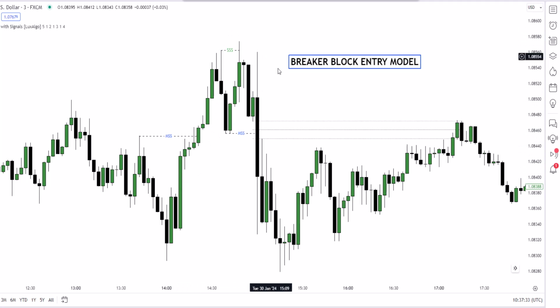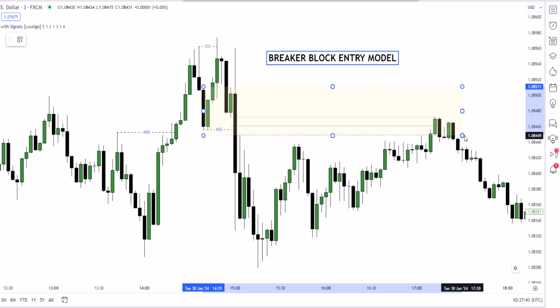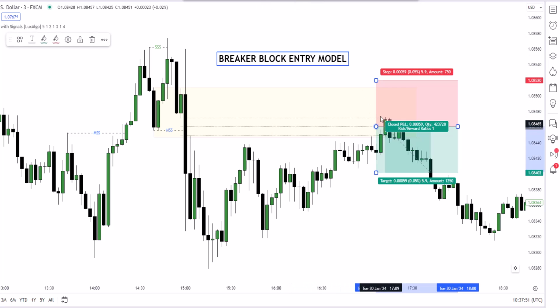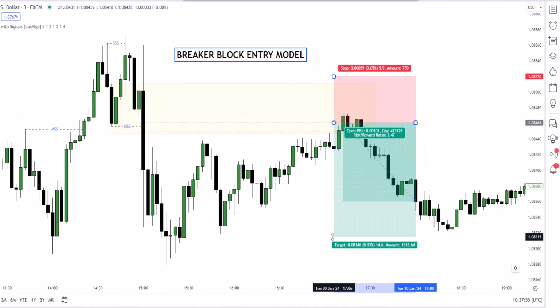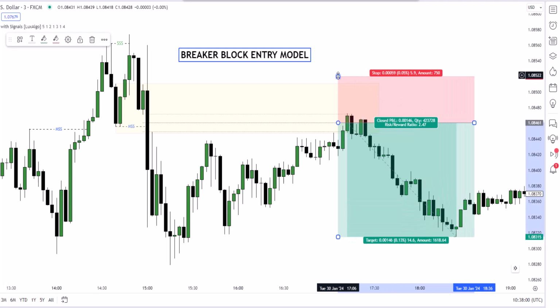So this is a breaker block, and then what you do is that the last sell candle that created this low becomes your bearish breaker. That will be the point of interest. As price comes back to that level, that is your point for entry. This is the simple model you can use for trading the breaker block, and you target the recent area for your profit. That is how this strategy works.